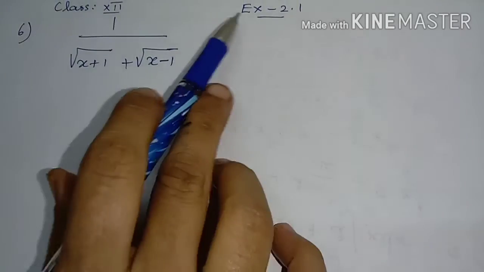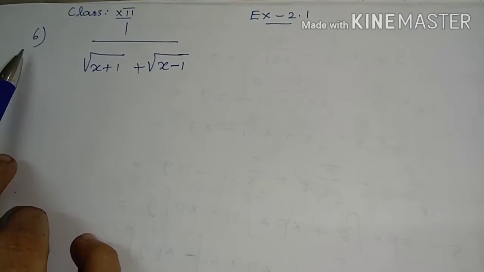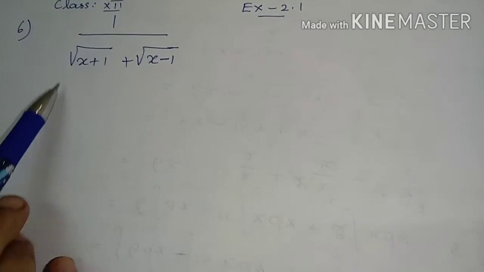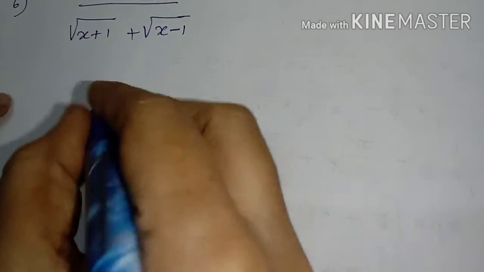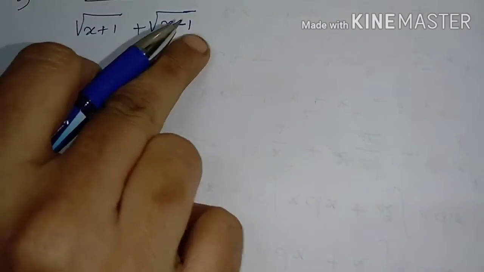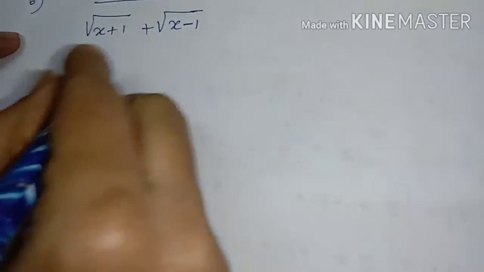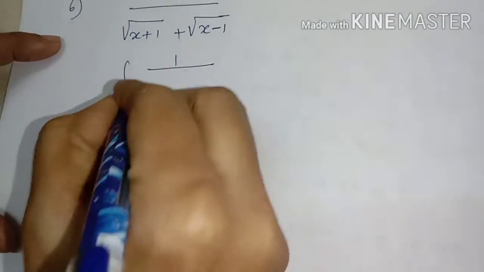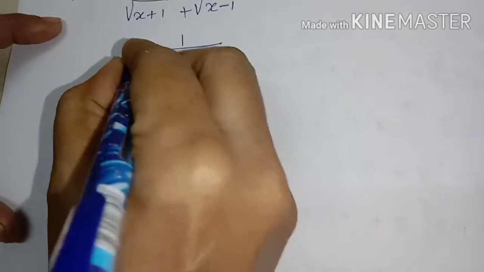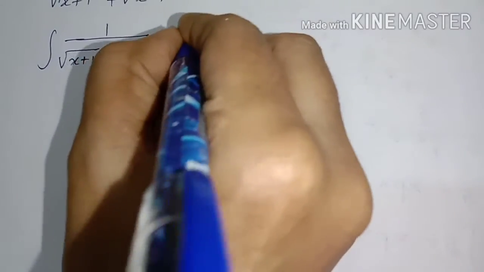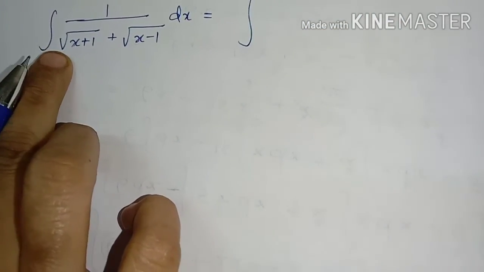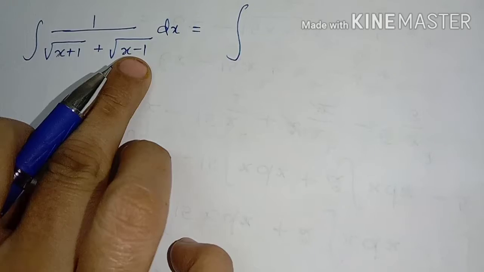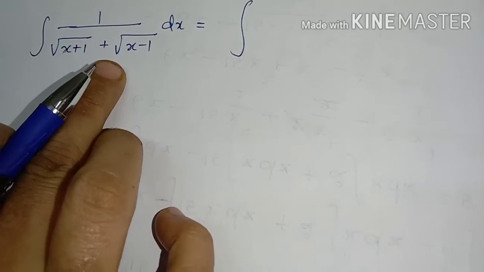Students, in this video, exercise 2.1, sixth problem: 1 by square root of x plus 1 plus square root of x minus 1. I'm going to integrate with respect to x. So integral 1 by square root of x plus 1 plus square root of x minus 1 dx. Then in the denominator we have root of x plus 1 plus root of x minus 1, so you have to take the conjugate of this.